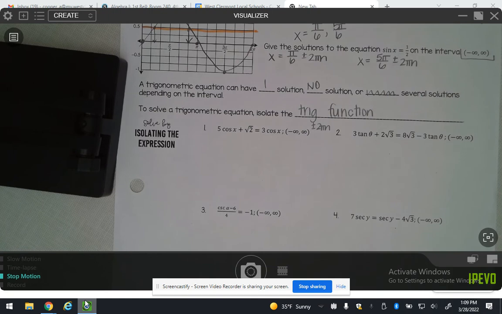Now, what's my trig function in example 1? What's the trig in there that you see? Sine, cosine, tangent, secant, cosecant? It's cosine. But the issue is I have cosines on both sides of the equation, right? Cosine is just my variable in this case. So I need to get the cosine on the same side and everything else on the other. Does everybody follow what I'm saying? So which cosine should I move?